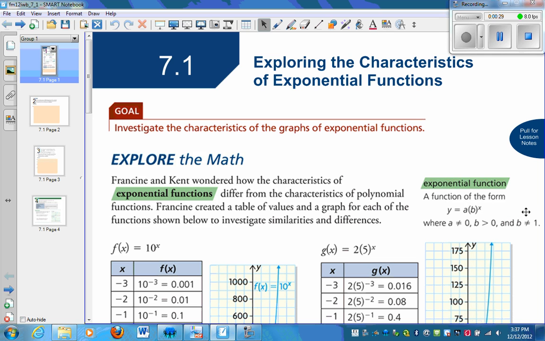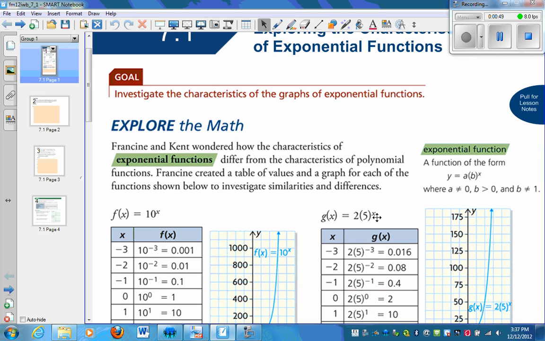And b cannot be 1, because otherwise, if you have 1 to the power of 50,000, it's just 1. This would just be a constant function. So we're talking about functions that grow or decrease exponentially, because that variable that we're changing is x, because we'll be given values of a and b.